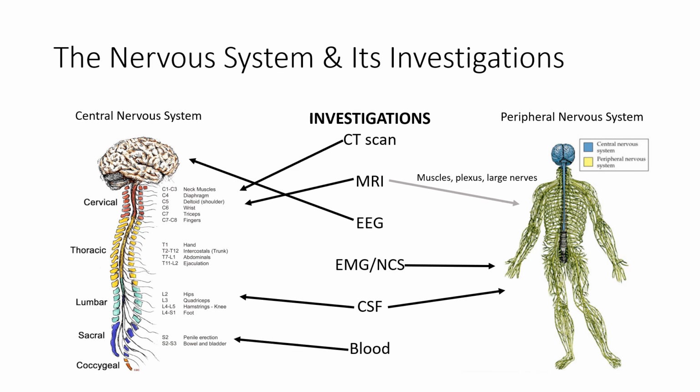And then there are blood tests or serologies that are available for both central and peripheral nervous system disorders. So now what we're going to do is go through each one of these investigations in detail and its indications and how we apply them to the workup of patients. So starting with our neuroimaging tests.